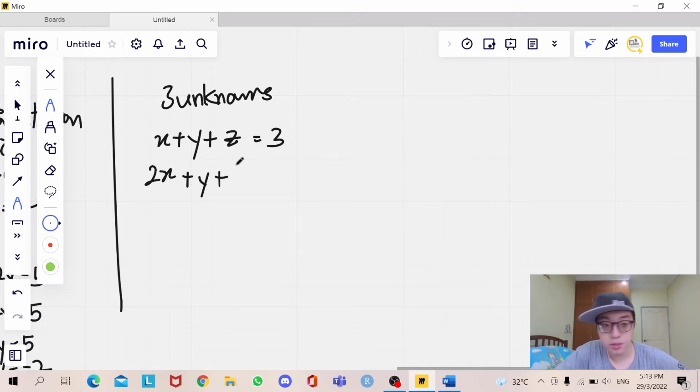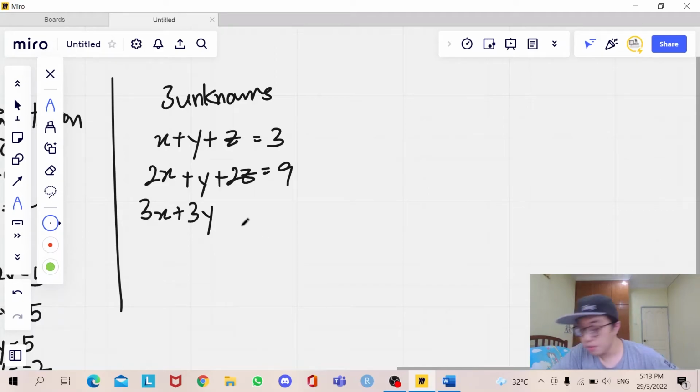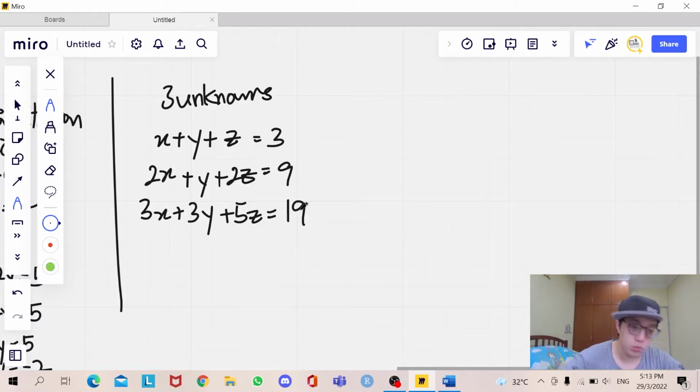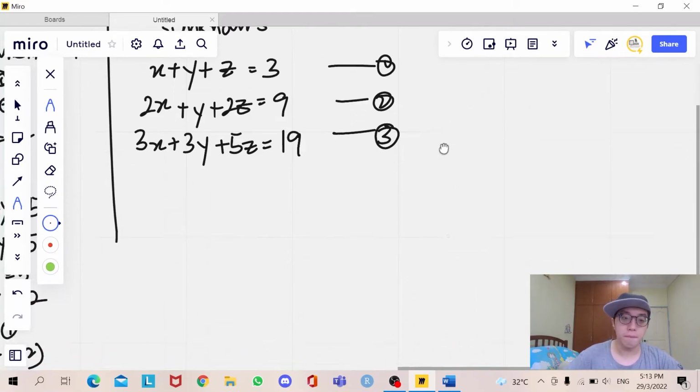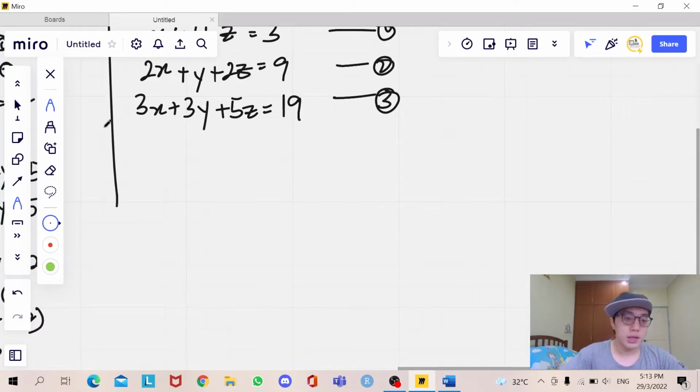2x plus y plus 2z is equals to 9. And lastly, you have 3x plus 3y plus 5z is equals to 19. So this looks like a very complicated one, but we will solve it one by one. So first step, we will name all our equations 1, 2, and 3. From here, it's actually preferred to use the elimination method because it is actually easier.